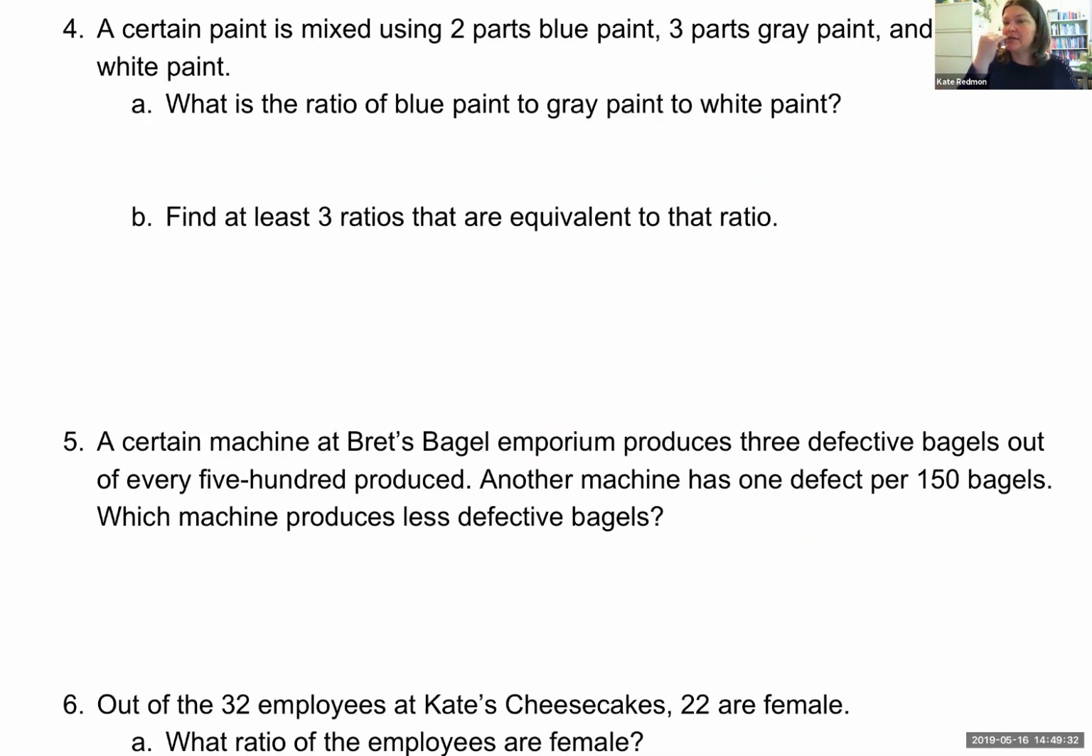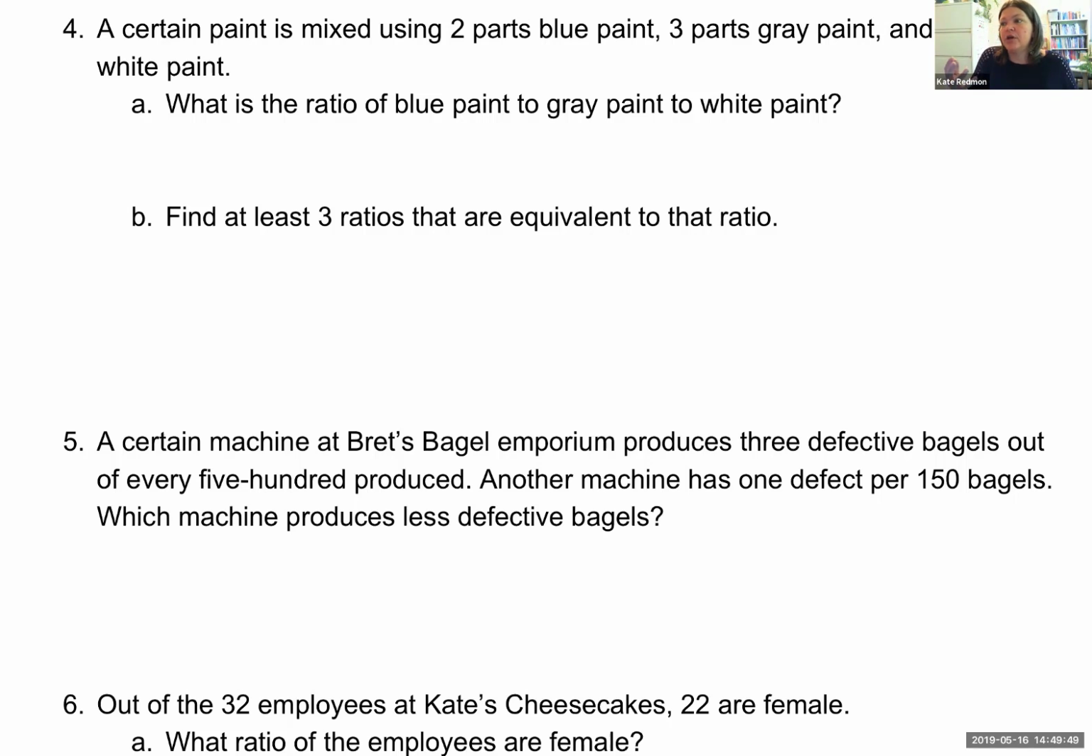So a certain paint is mixed using 2 parts blue paint, 3 parts gray paint, and 5 parts white paint. Now, remember I said to you that a ratio was made with at least 2 numbers, and I had to allow that sometimes it's more than 2 numbers in the relationship.